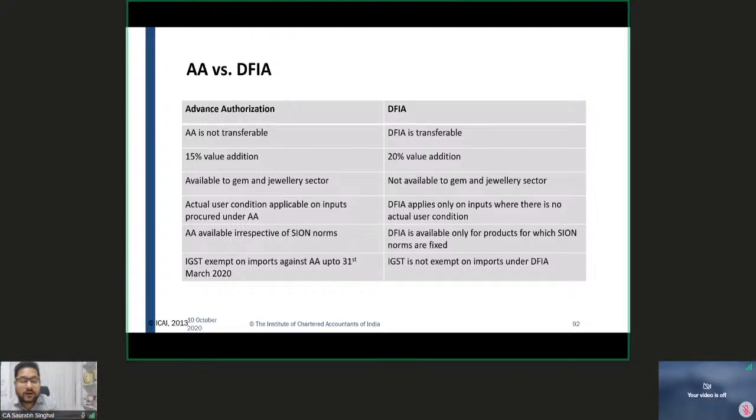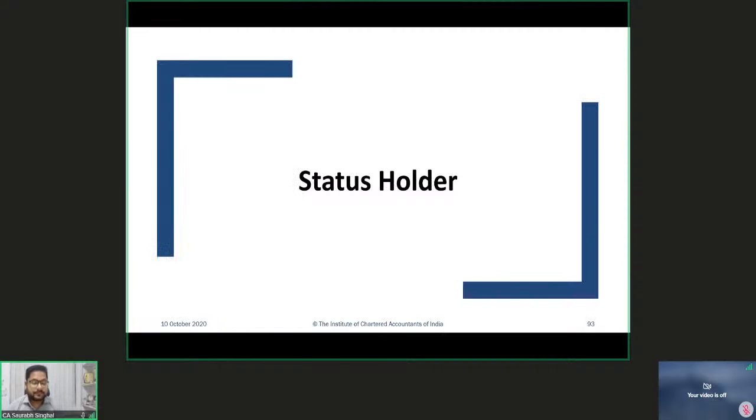If I have to mark out the difference between advance authorization and DFIA: advance authorization is not transferable, DFIA is transferable. DFIA has 15%, 20% value addition norms, is not available to the gem and jewelry sector. Actual user condition inputs are not allowable for DFIA. It is available as per SION norms, not self-declaration, self-ratification or ad hoc, but only when SION norms are available. DFIA is available. Only BCD is exempt. IGST is also exempt.